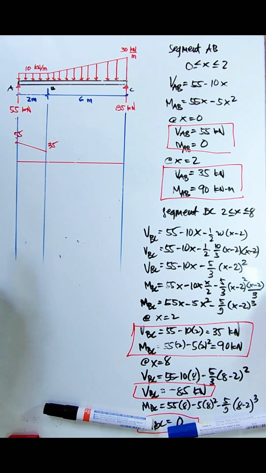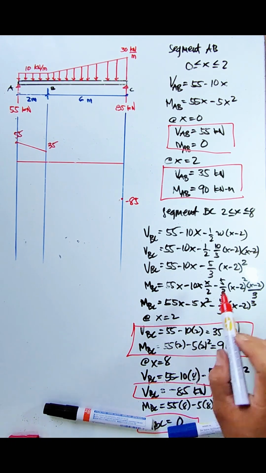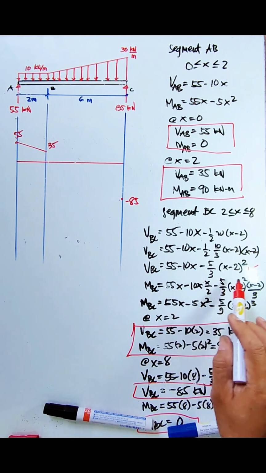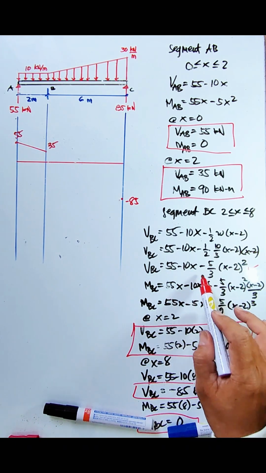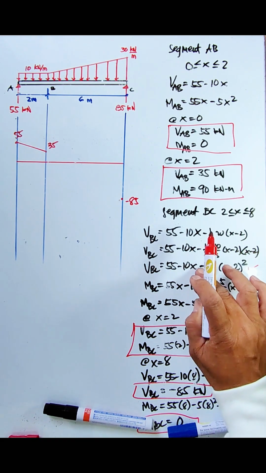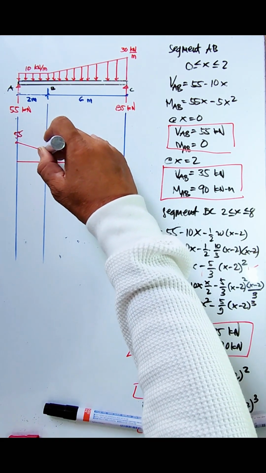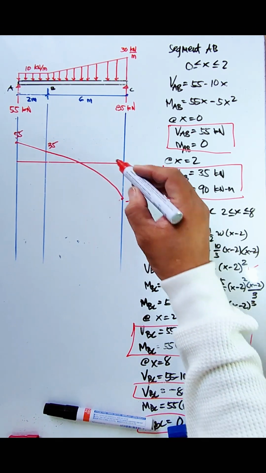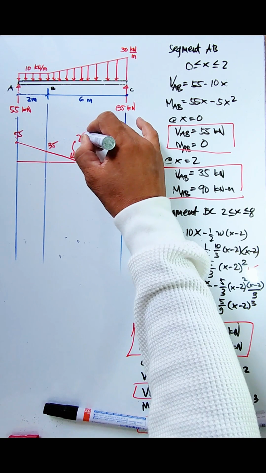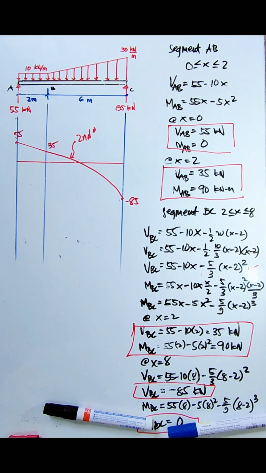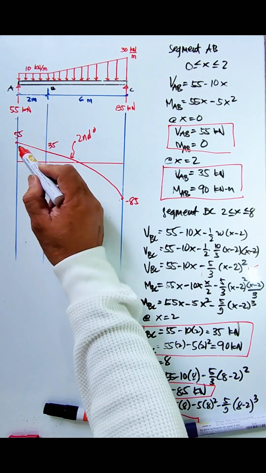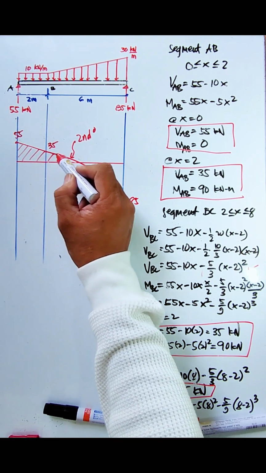Then segment BC starts at 35, this one. Then we have negative 85 somewhere here. And how are we going to connect this? So let's look at the shear equation. Shear equation is quadratic, so it's a parabola. And it opens downward because of the negative sign here. So it's like this. This is a parabola, or a second degree curve. Okay, so this is our shear diagram.